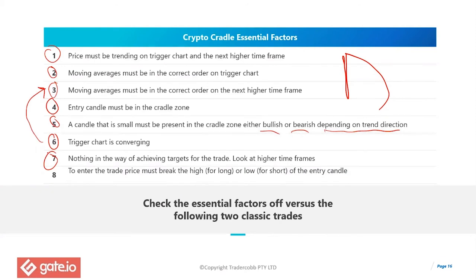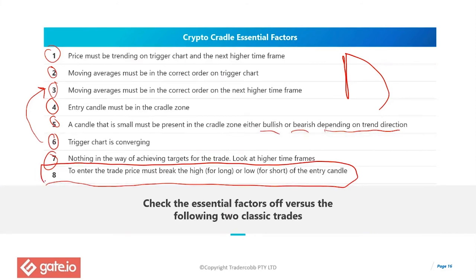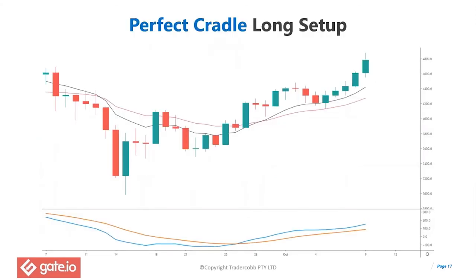And to enter the trade, so rule number 8, it's not so much a rule, it's a guide. So if we're in an uptrend, we've got to break up through the high of that small bullish candle. If we're going to go short, it's got to break the low of that particular candle. And don't worry, this will all become much more clear as we go.